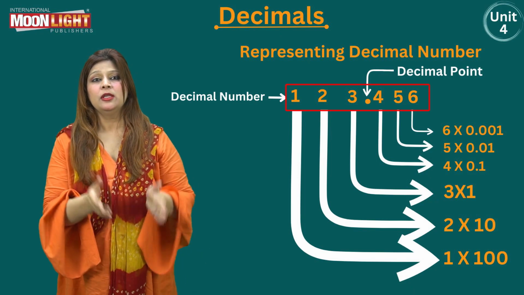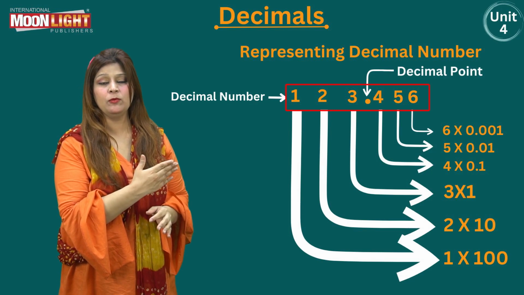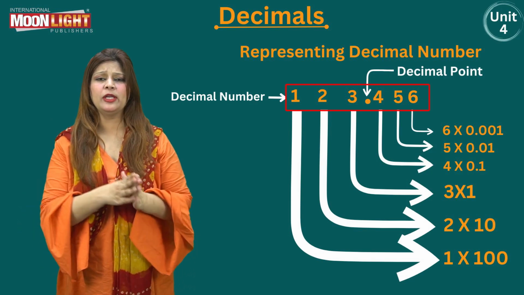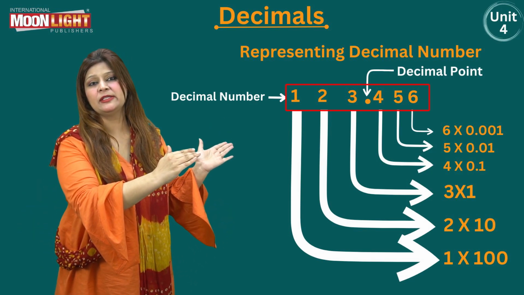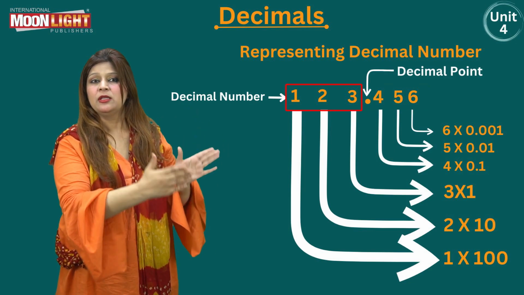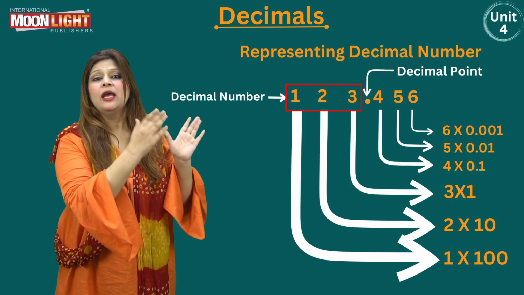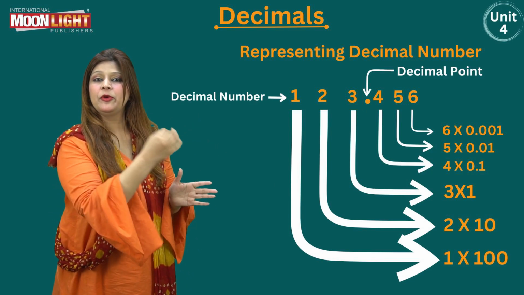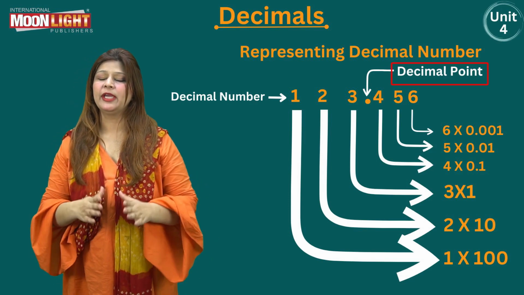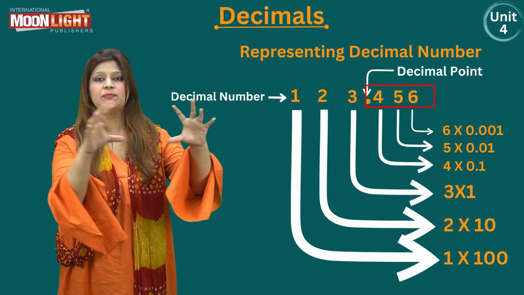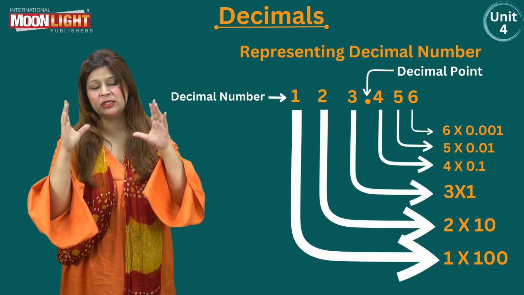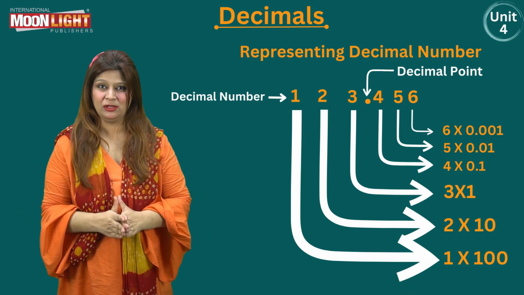This is a decimal number, 123.456. Okay, so this one you already know. I told you that this complete number is called a decimal number. If I talk about the 1, 2, 3 part, this part is the whole number part. After this whole number part, we have a decimal point; this dot is called the decimal point. Now the 4, 5, 6 part is called the decimal places part.